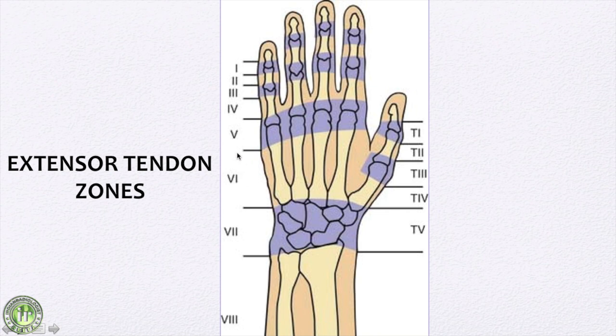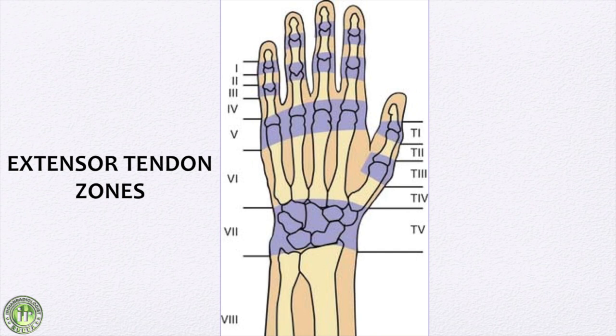So extensor tendon zones, one thing to remember is the thumb has a different classification of the zones as compared to the finger. The thumb is labeled with T in the beginning. So today we'll only discuss the finger zones. The finger zones are 1 to 8 on the extensor compartment, and the key to remember is the odd number zones, that is 1, 3, 5 and 7, are at the level of the joints, whereas the even number zones, that is 2, 4, 6, 8, are at the level of the shafts of the bone. So you need to mention the zone in which the injury has occurred.